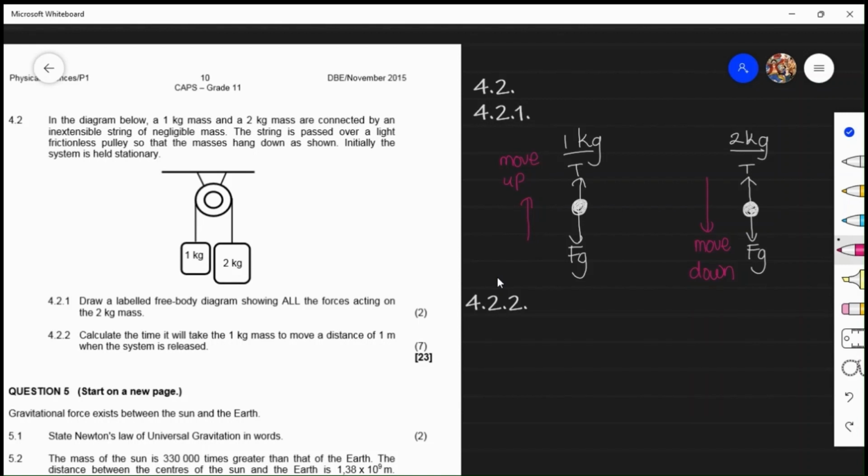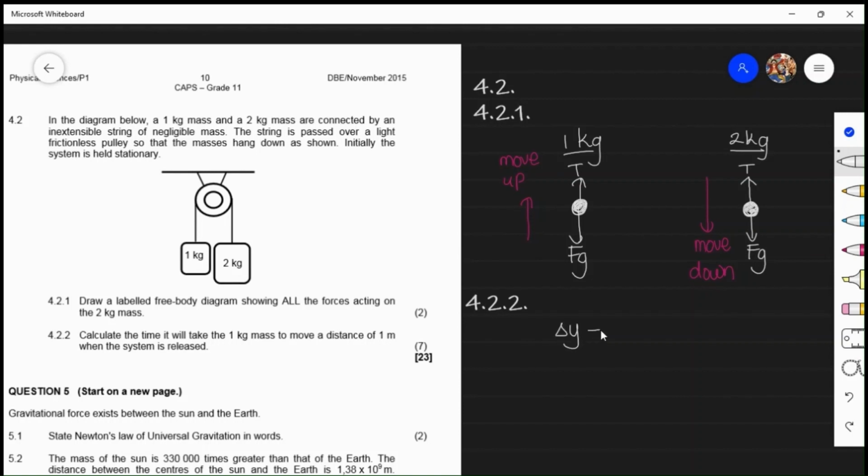So our question 4.2.2, calculate the time it will take the 1 kg mass to move a distance of 1 meter while the system is released. So we now need to calculate the time that it is going to take this block of 1 kg to move a distance of 1 meter. So we are calculating time. So let us write down what we already know.